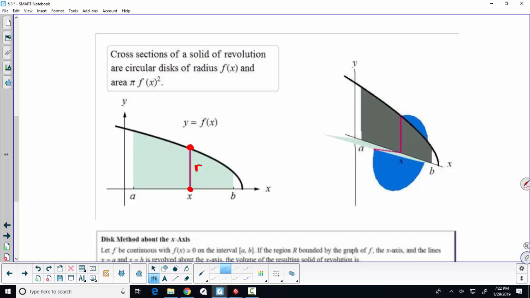The radius is determined by this x value, right? But that doesn't tell us. That tells us kind of where it is over here, but that doesn't tell us how big the radius is. Is it this, or is it this, or is it this, right? That variation is determined by the function itself. Right. So this again is just top minus bottom.